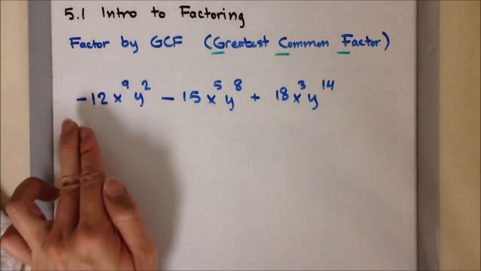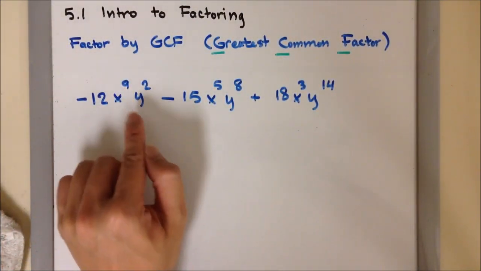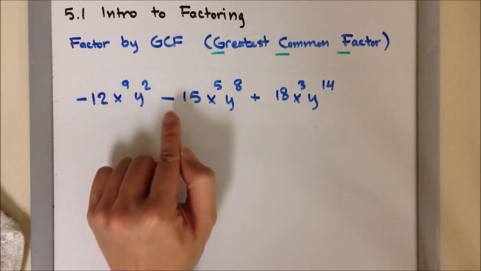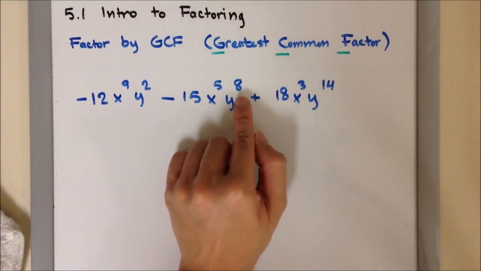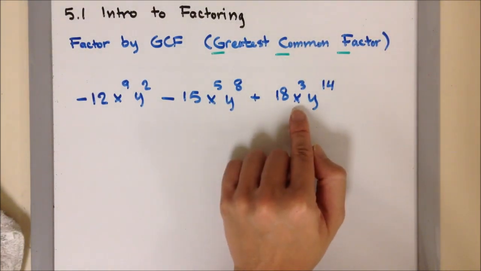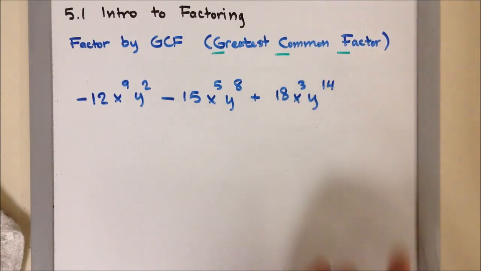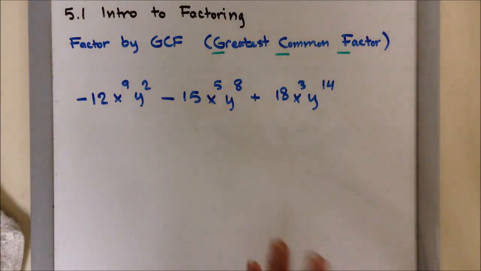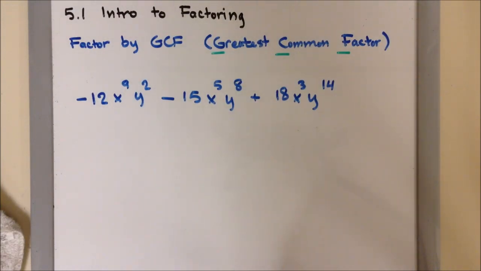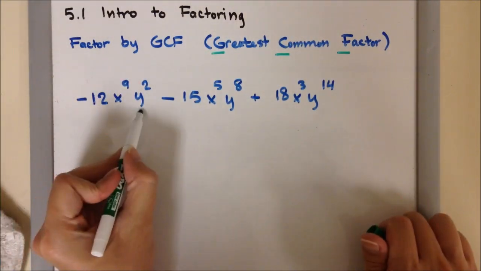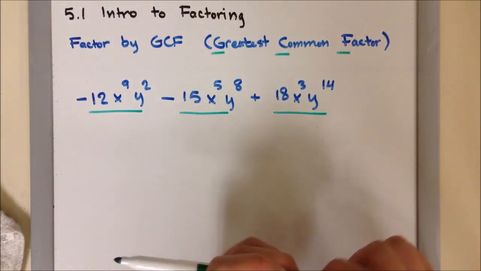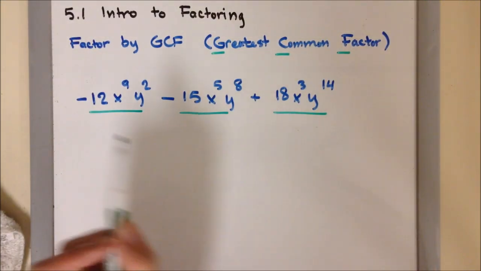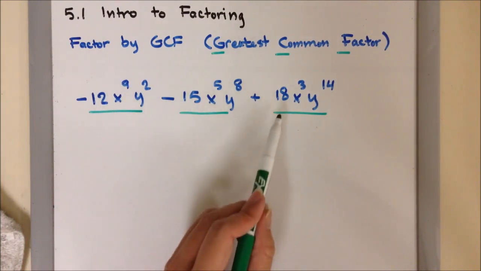In this example, we have negative 12 x to the 9th power times y to the 2nd power, minus 15 x to the 5th power times y to the 8th power, plus 18 x to the 3rd power times y to the 14th power. So in this example, we have two variables, so we gotta be very careful with their exponents. Again, we have 3 terms, but the process can be applied if you have more than 3 terms. So let's take a look at the numbers first. Negative 12, negative 15, and positive 18.